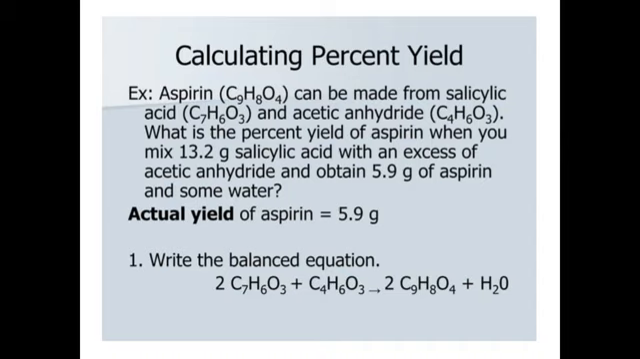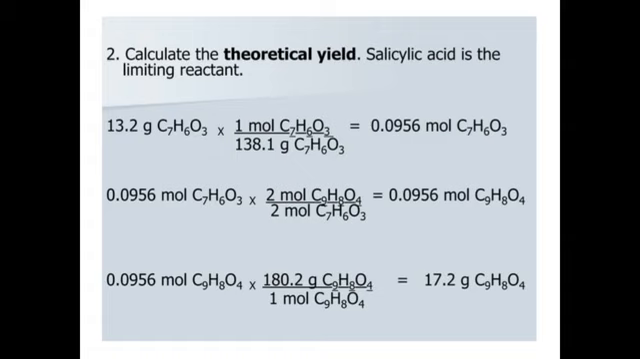So let's look at the balanced equation. This is the balanced equation for the reaction. So we want to calculate the theoretical yield of aspirin. Our limiting reactant is salicylic acid, the one that is used up. So we know that 13.2 gram of salicylic acid will be equivalent to 0.0956 mole of the salicylic acid.